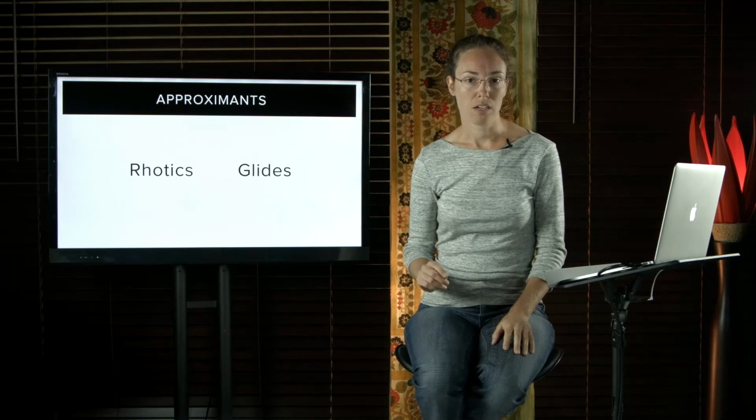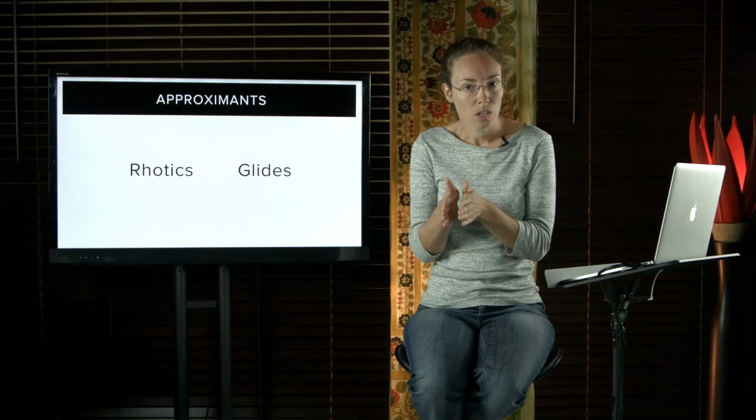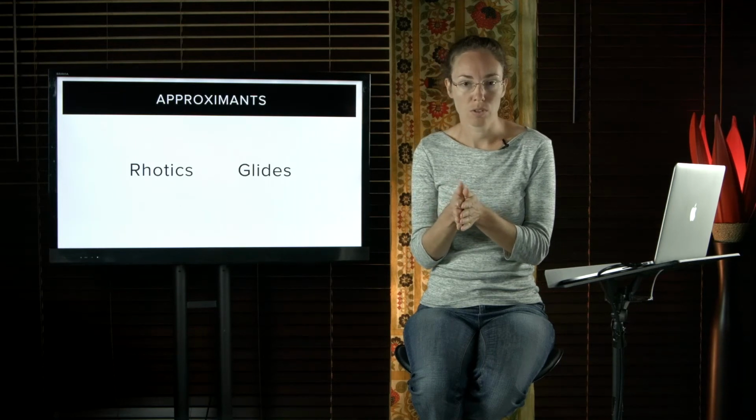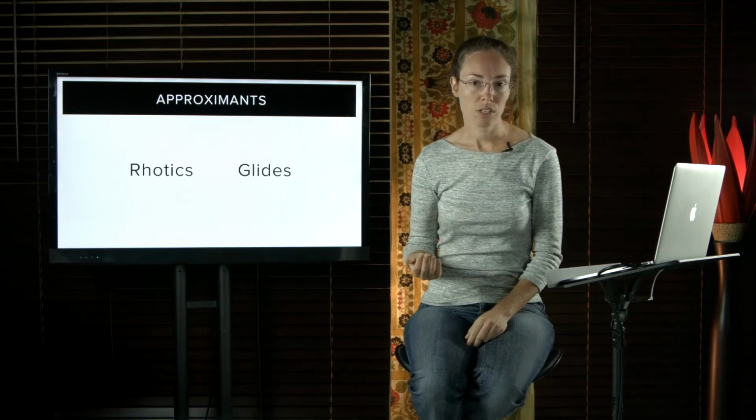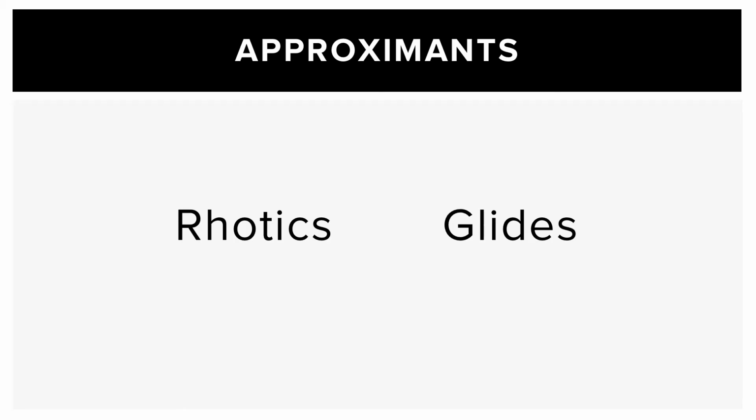Approximant is another manner of articulation in which two articulators are close together, but not as close as for a fricative, so there's no fricative noise. Approximants are generally voiced, but voiceless ones are possible. English has two kinds of approximants, rhotics and glides.